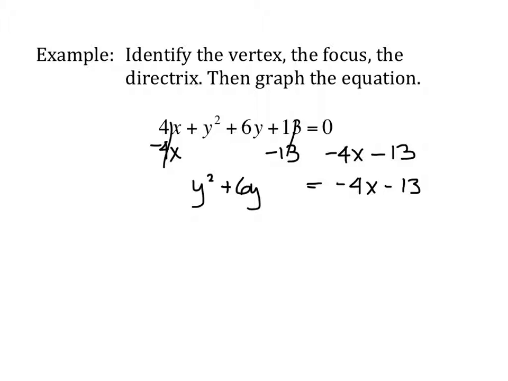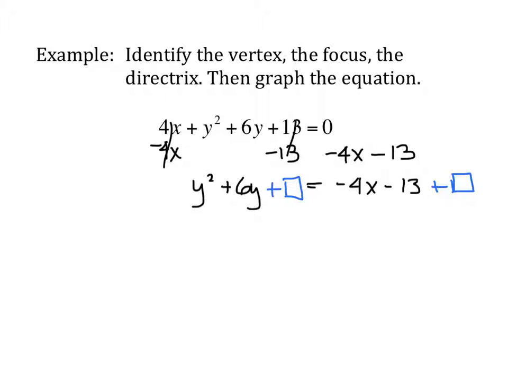Okay, so then the process says make sure you have a leading coefficient of a 1, which I do, and as long as that is true, we can add a box to this side. Now, if I add a box to the left side, I have to make sure I add a box to the right side, because whatever I do to one side, I have to do to the other.